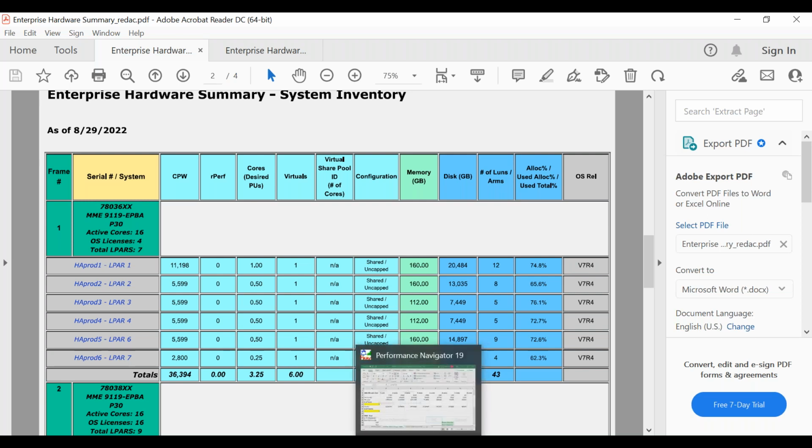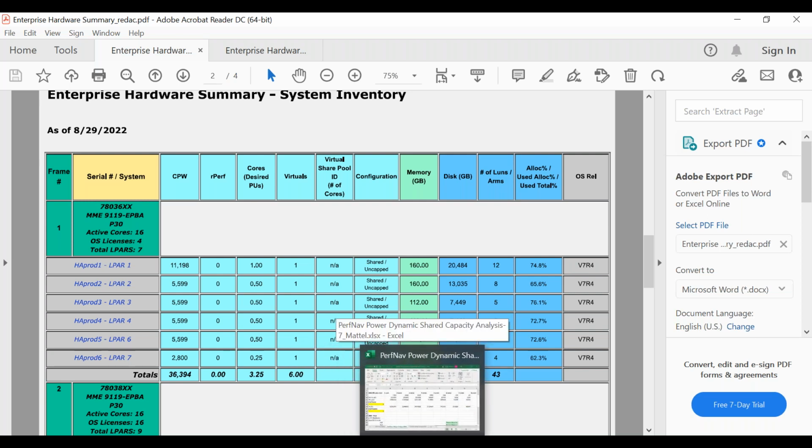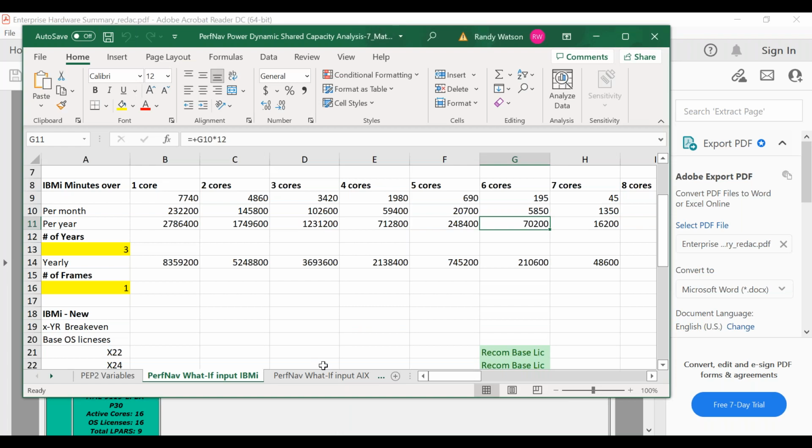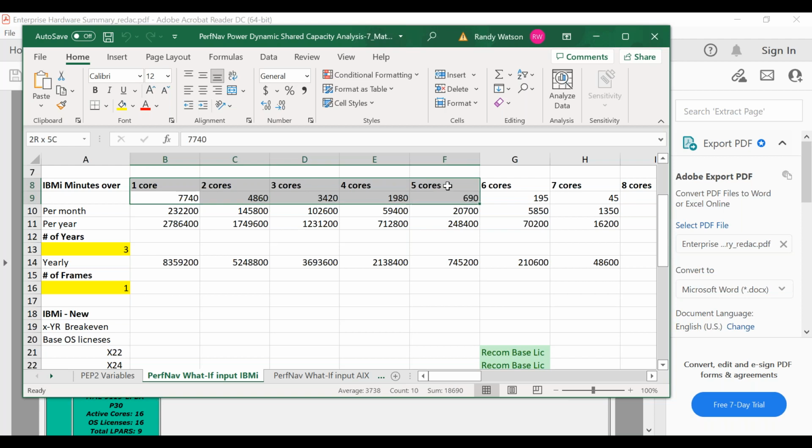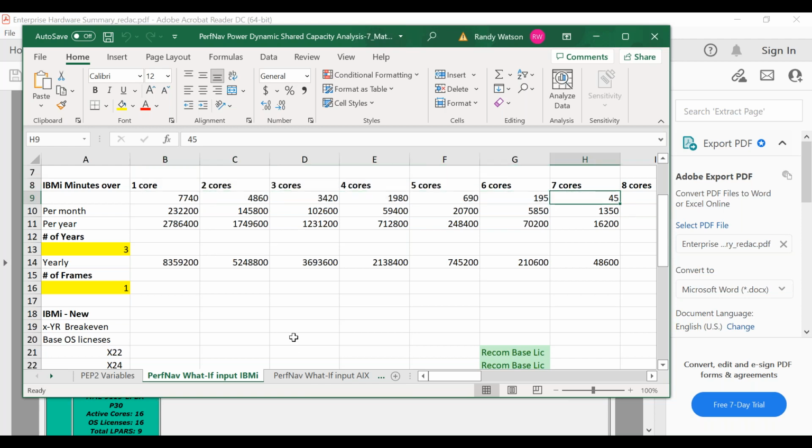So Performance Navigator actually calculates the core minutes, and then we have a spreadsheet, because that's where the money is, that calculates the dollars and cents. So these numbers here came out of Performance Navigator. These are core minutes, and you just enter those. And again, this happens to be 1 frame or 2 frames, and you can vary the number of years.